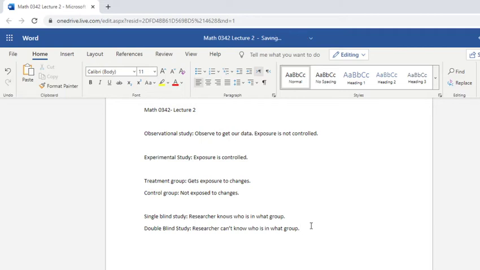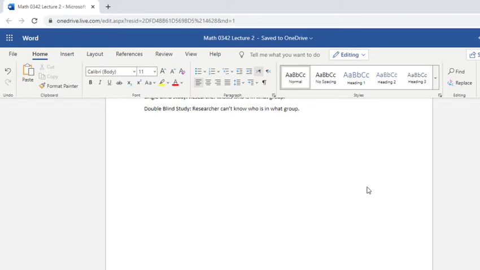Okay, so next, let's talk about some of the more specific things that we need to worry about when we are doing particular studies, whether it be an observational, experiment, a single blind, a double blind, whatever. We always have to keep in mind variables. So variables are things that can change. They are factors that can change.